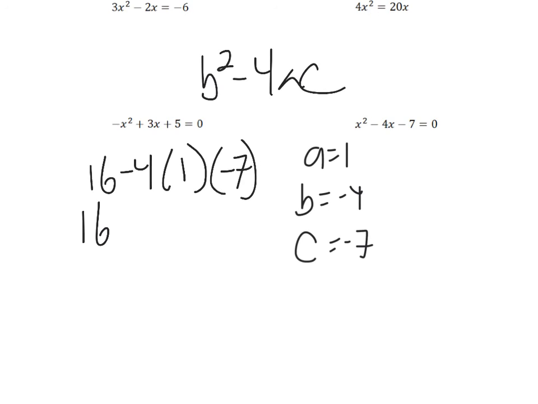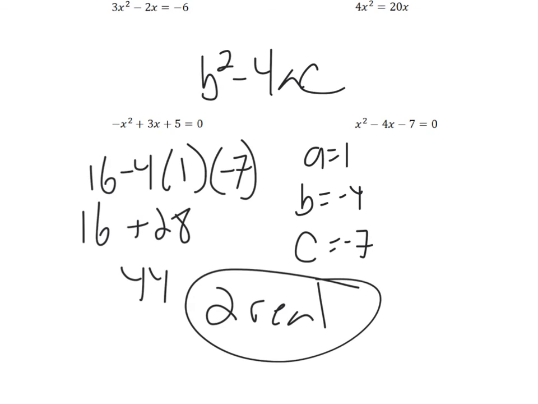16, and then negative 4 times 1 is negative 4, times negative 7 is positive 28. And what's that going to be? 30, 44? Well, that's positive, so that tells me there's 2 real solutions. And that's useful. This can save us some work when we do the next step and the next way to solve these things with a quadratic formula. Okay, I don't think you need to have any work on this. Maybe in the handout I'll give you a couple to try.